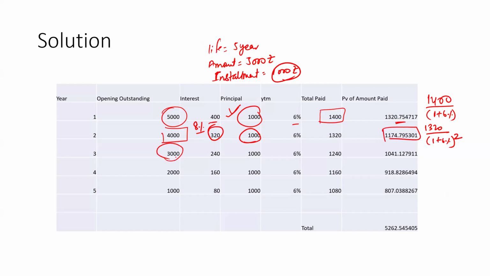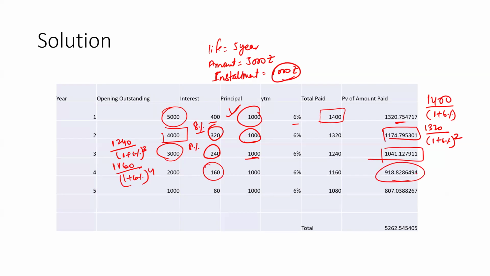Then third year, the value left is 3,000, and 8% of 3,000 would be 240, and again ₹1,000 principal is paid. Then total paid is 1,240, and then I'll find the present value of this by 1 plus 6% to the power 3, I'll get 1,041. Again, 8% of this is 160, then 1,160 divide by 1 plus 6% to the power 4. Okay, I'll get ₹918. Then 8% of 1,000 is 80, and 80 plus 1,000 you will get 1,080.